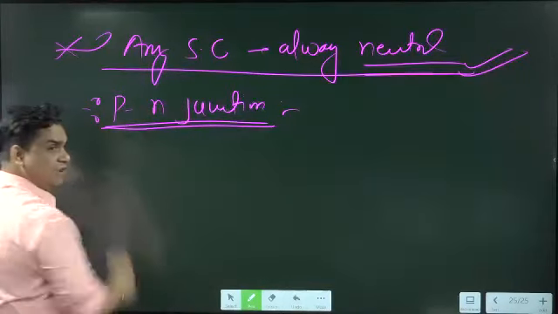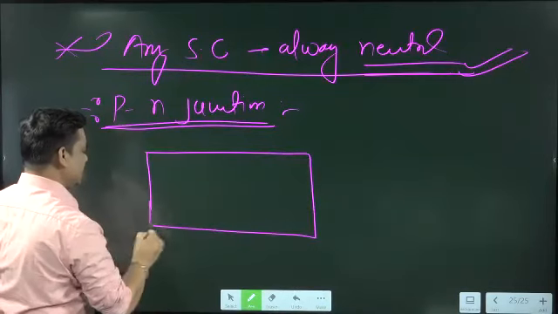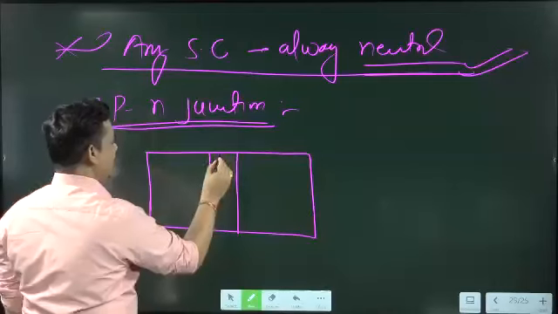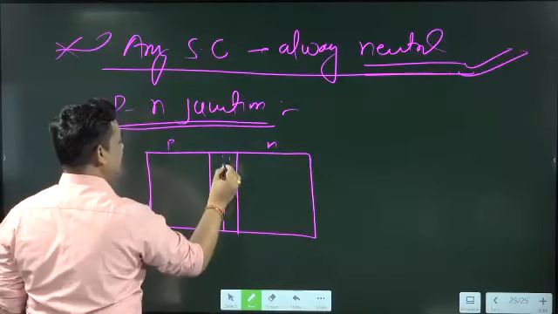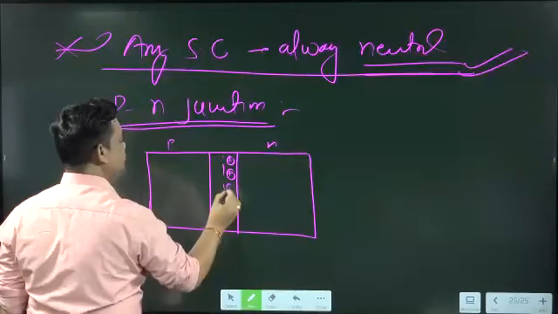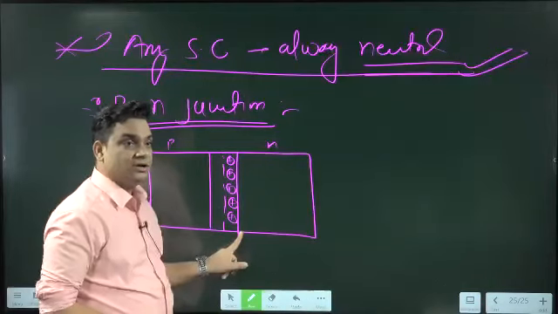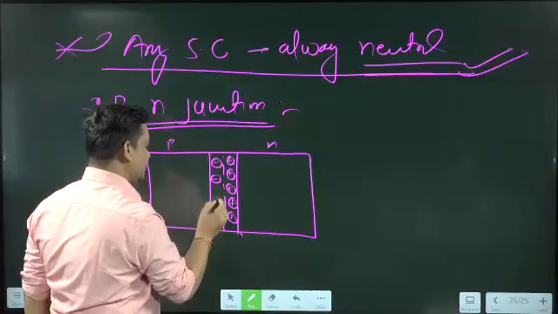The p-n junction. One side you are doping with p, one side you are doping with n. This side is n, this is the p. On this side the donor becomes positive, and these are positive immobile ions, and here we have the acceptor, which is negative.